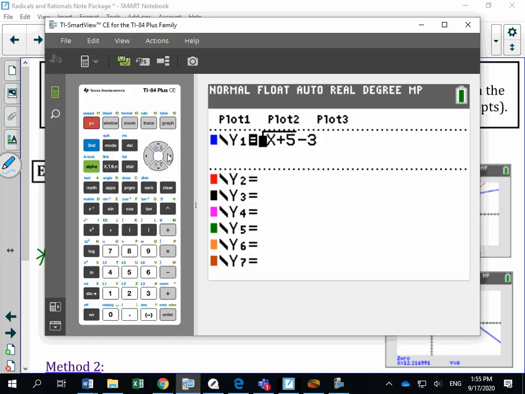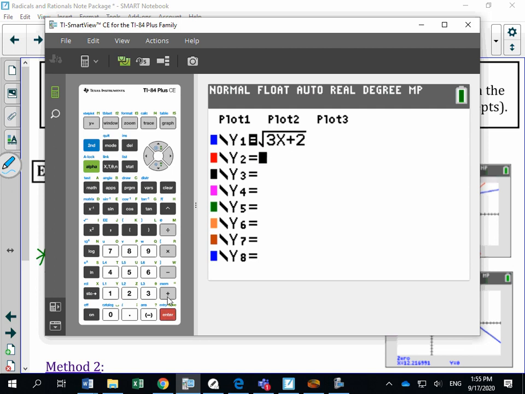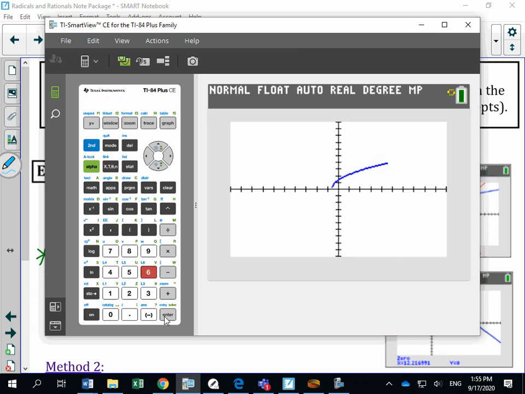So again, my radical equation was the square root of 3x plus 2. And then my linear equation was negative 6 plus x. So negative 6 plus x. I'm going to do Zoom 6 standard since I changed my window on that first question.